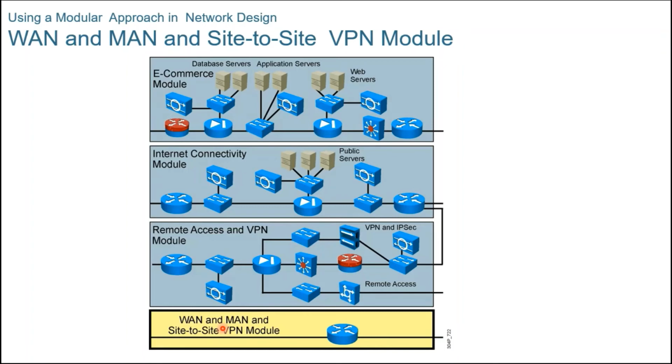So although security is not as critical when all links are owned by the enterprise, it should be considered in the network design. Okay, so the key point here is the MAN or the metropolitan area network and the WAN or the wide area network and the site-to-site virtual private network module does not include the WAN connections or links. It provides only interfaces to the WAN.